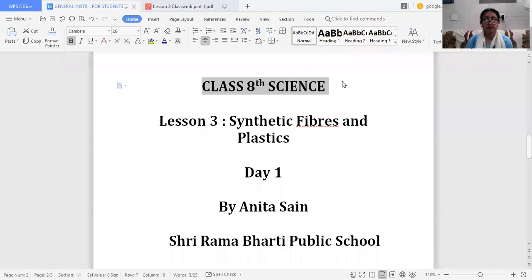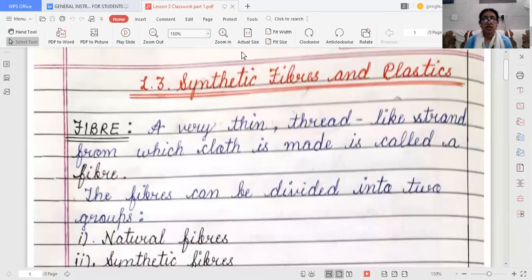I will start a new chapter today, that is lesson 3, synthetic fibers and plastics. So now we will start. Synthetic fibers and plastics. Now first of all we should know what are fibers.